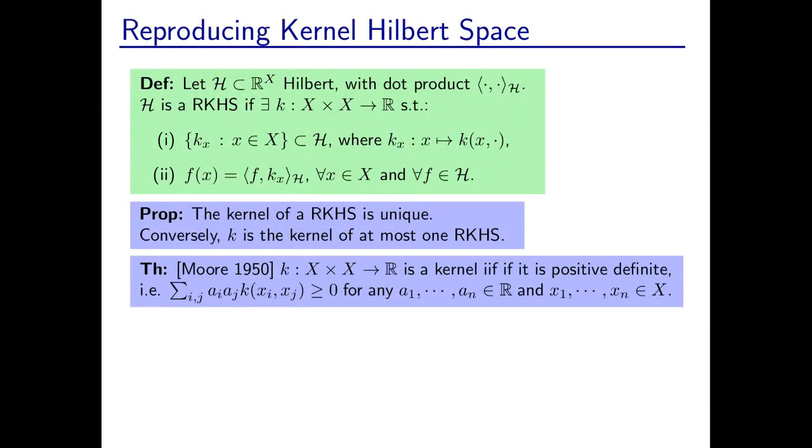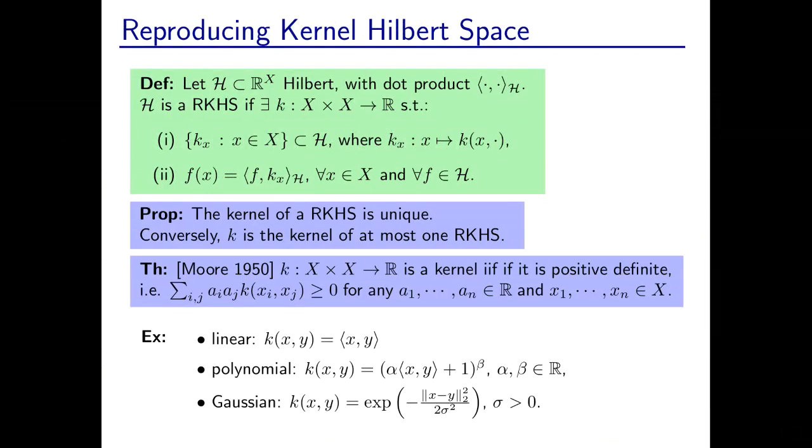And finally, here are three classical examples of kernels when you're studying points in R^d, like if X is Euclidean space. You have the three following examples, which are very common: linear, polynomial, and Gaussian kernels.